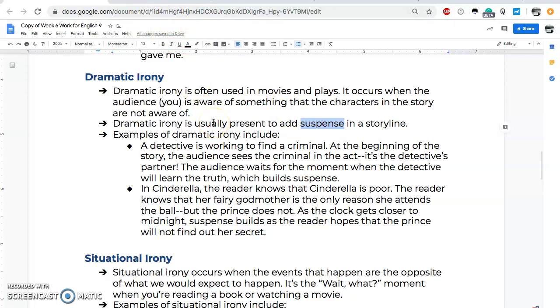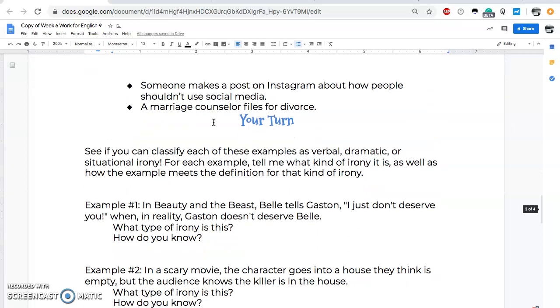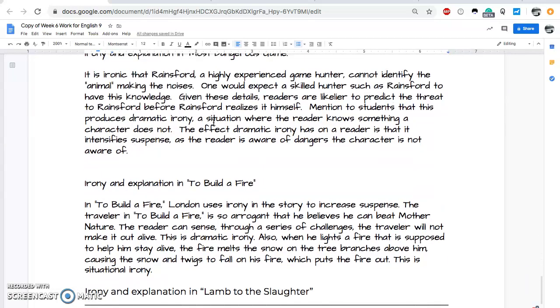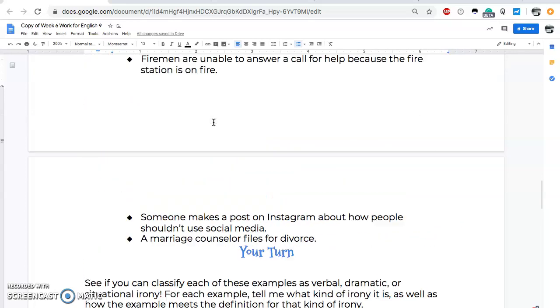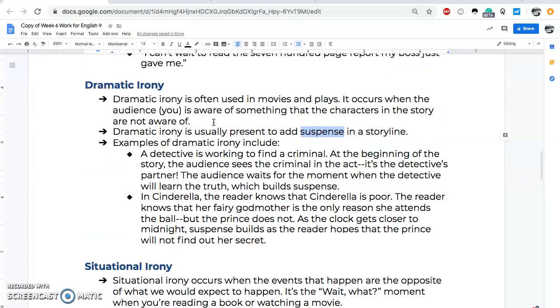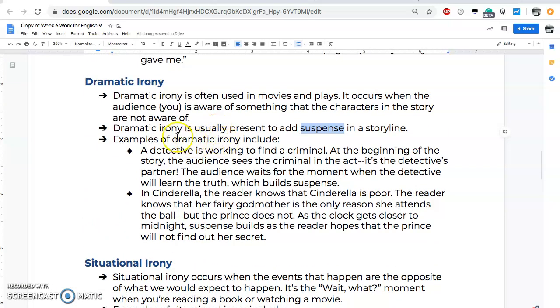It usually adds suspense, as we saw in The Most Dangerous Game, Lamb to the Slaughter, The Landlady. What was that other story that we read? I have to scroll down. Oh yeah, To Build a Fire. Okay, so those use irony to build suspense. So there are some examples of dramatic irony over here.